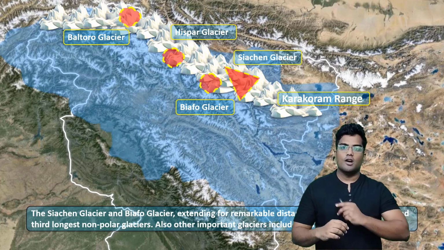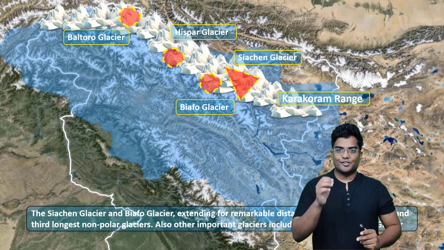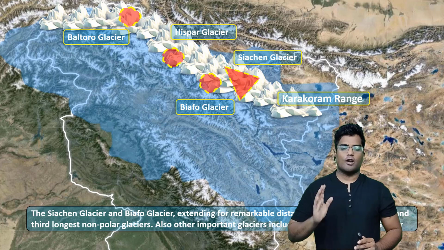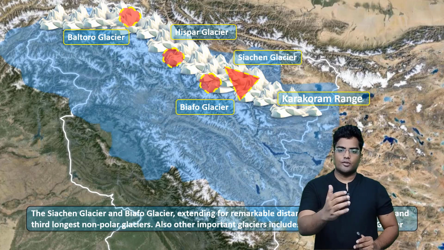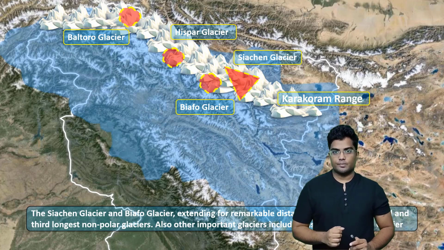There's a mountain and you wrap ice around it, that's a glacier. When this ice melts, it becomes a river. That's all you have to understand. For the time's sake, we are just going to focus on the glaciers that are located in the Karakoram range.